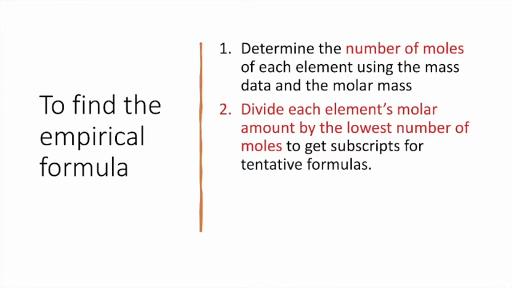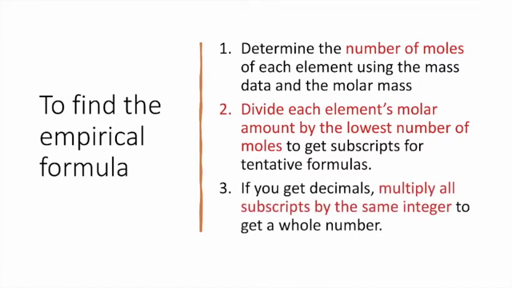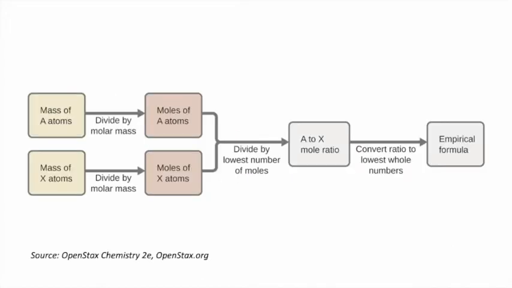This will give you tentative subscripts. If these subscripts are whole numbers, you're good and you can stop there. But often you're going to get something that's a decimal. And what you're going to have to do is multiply all those subscripts by the same integer so that you get whole number subscripts. This nice little diagram also shows the steps, and this is in your notes.